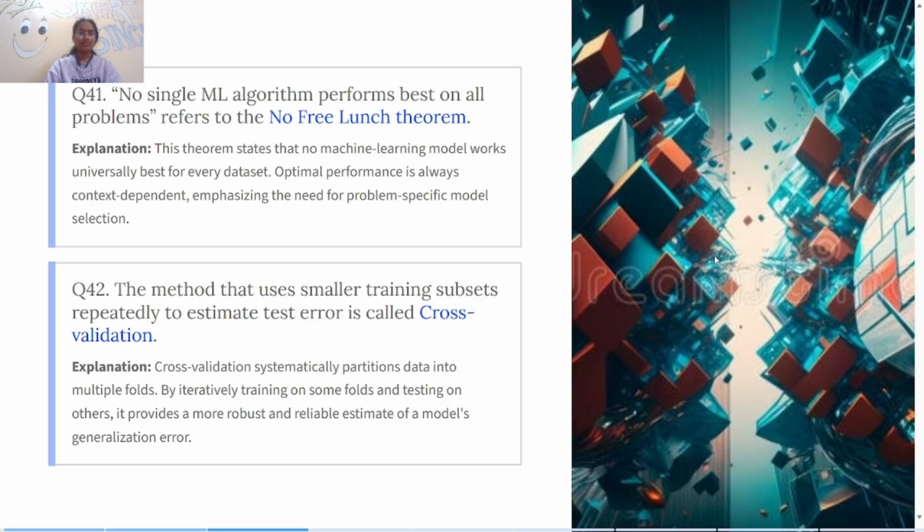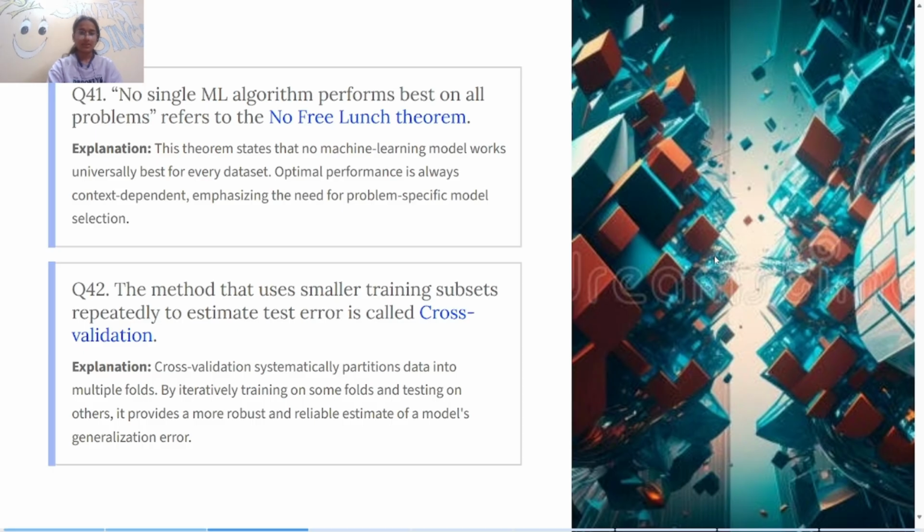Refer to the blank theorem. Which theorem? So basically this theorem says there is no one perfect machine learning model for everything. A model that works great on one dataset may fail on another. So this we see in our everyday life. That's why we always try multiple algorithms and choose what fits our data best. So here the theorem is the no free lunch theorem.